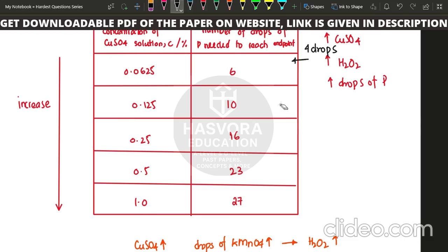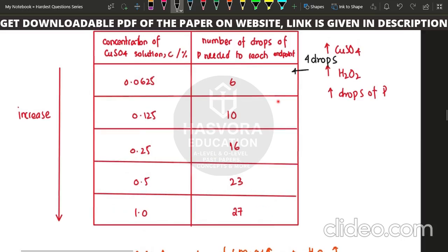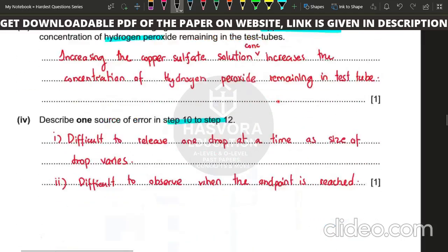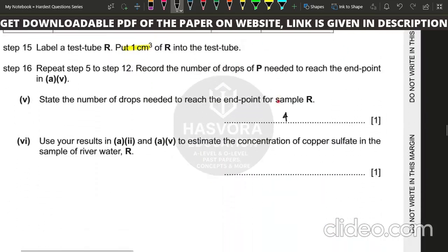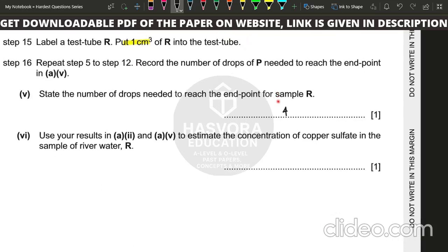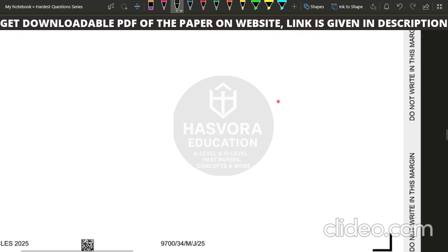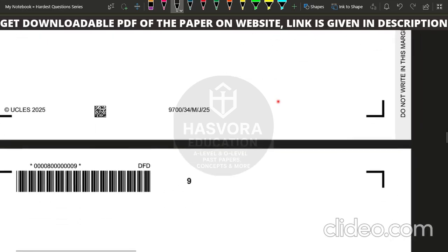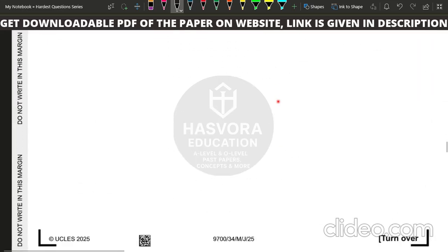Now if we assume 4 drops, it will be less than 0.0625% concentration. Use your result to estimate the concentration of copper sulfate in the sample of river water. So let's take it as less than 0.0625, so it will be 0.05, and the percentage sign is mandatory, otherwise you will lose the mark. I hope you understand this. Let's move on.